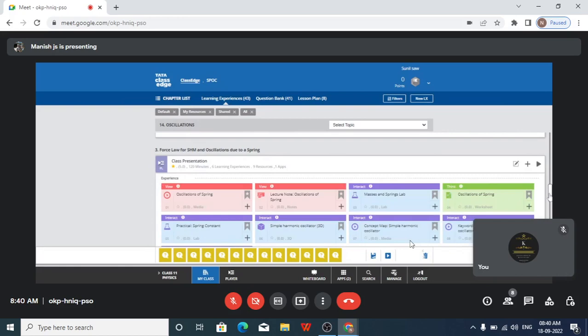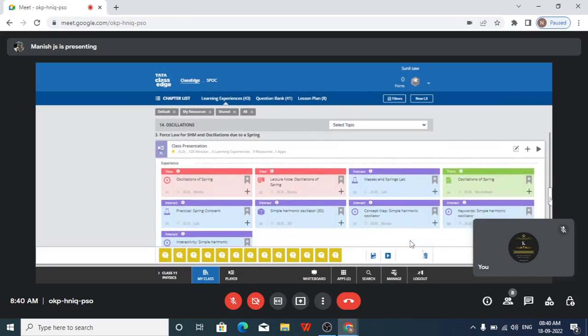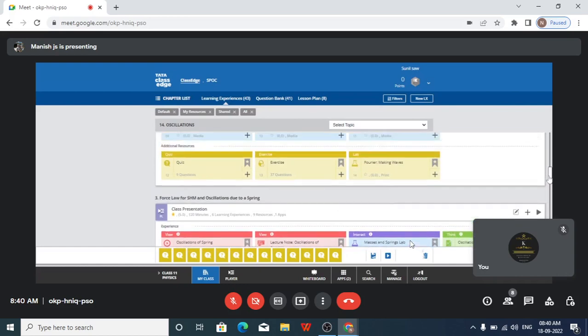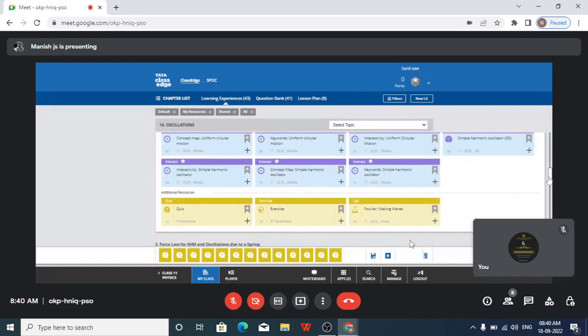We look at the oscillations in the spring now. Before that, we'll see some simple questions, because there are 20 minutes left, so we'll see a few questions and then we'll move on.